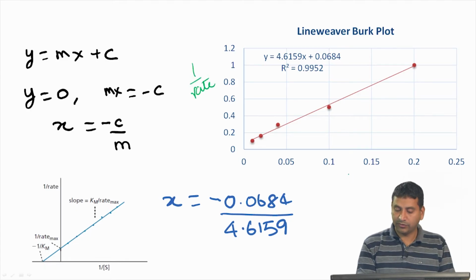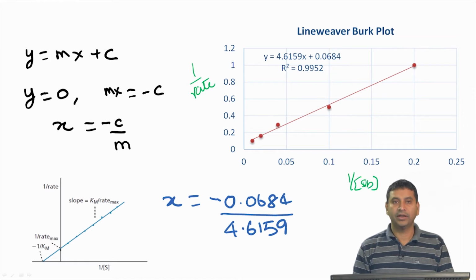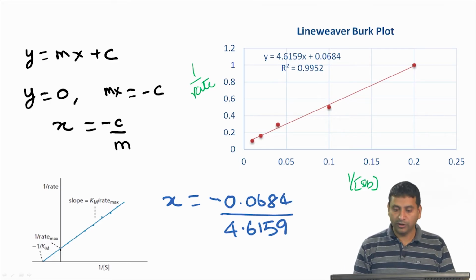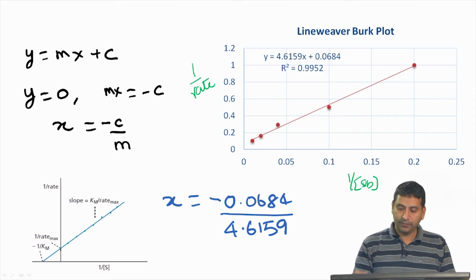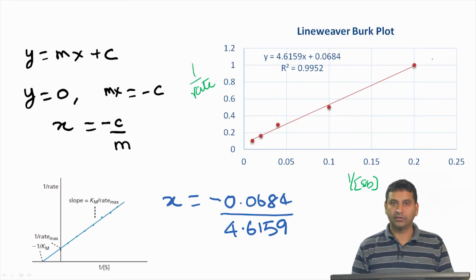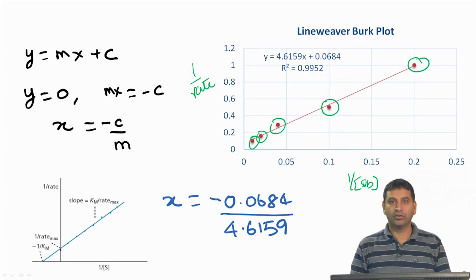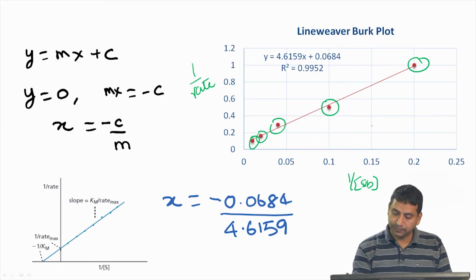If you make the plot, on the y axis is 1 by rate, and on the x axis is 1 by concentration of substrate. You should do this yourself. These numbers are available, so you can just plot it. You first get this plot where you have a lot of these points, and each of these represents a data point. Then you can do what is known as curve fitting, fitting it to a straight line.